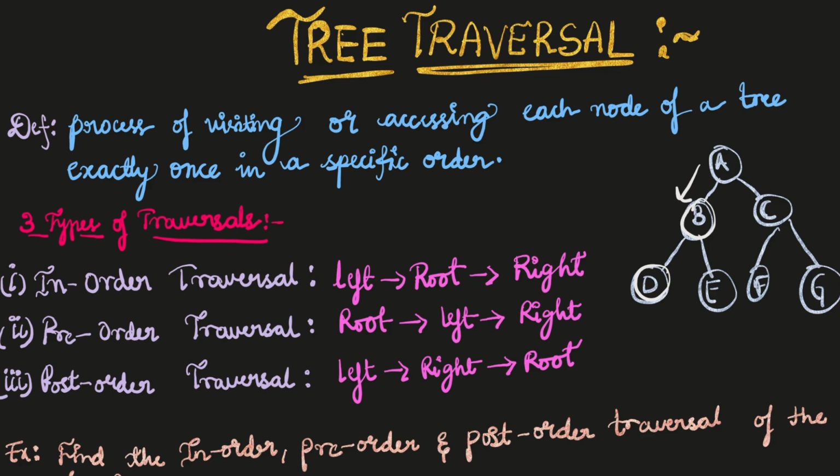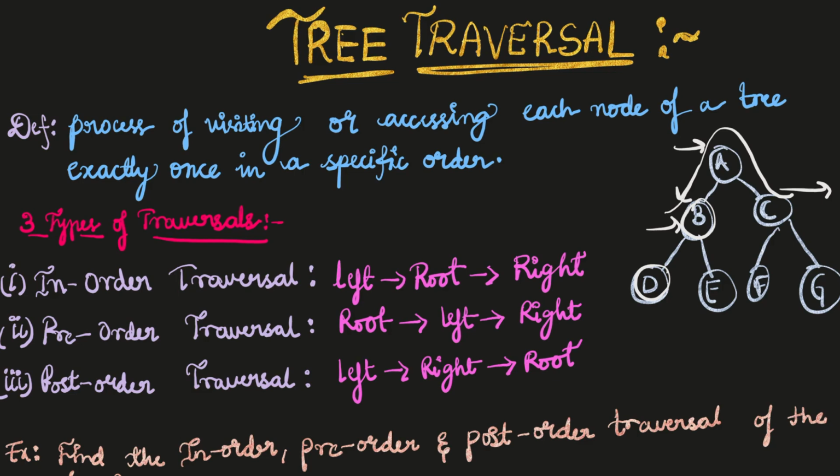There are basically three types of traversals. One is in-order traversal, second is pre-order, and last one is post-order. In-order, the name itself says it's going in an order. So this is how you go in an order. First the left, next the root, and next the right.